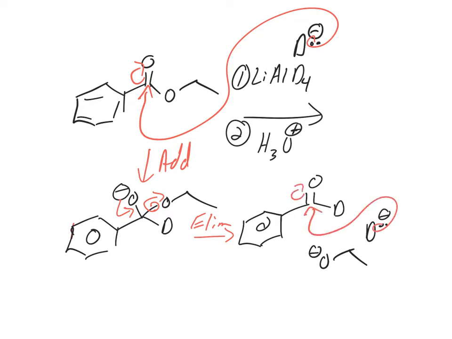It adds in, addition. You get a tetrahedral intermediate. This time there's no good leaving groups. So what are you going to do? You're going to do the final step, which would be protonation, which I don't necessarily need to show here. You get a primary alcohol in this case.